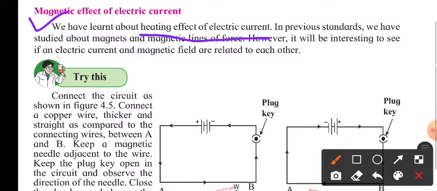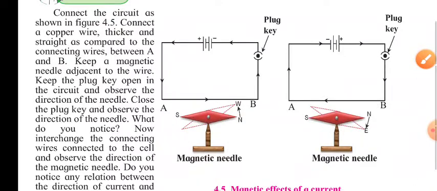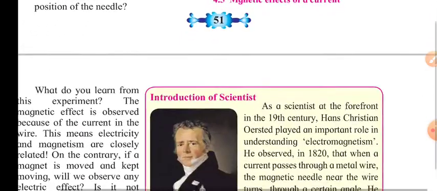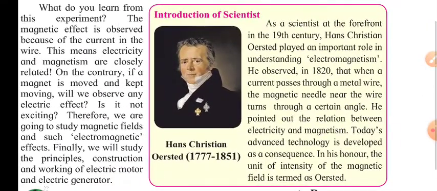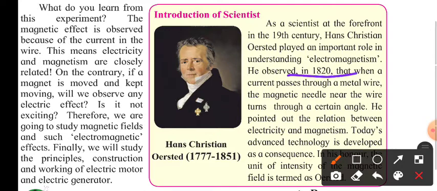Now the next part is an experiment performed by Oersted, who had done work in this particular field. In the year 1820, he gave the concept of electromagnetism. While performing in a laboratory, he found that when there is a flow of electric current in electrical wires or conductors, it produces a magnetic field around it. And the direction of the electric current decides the direction of the magnetic field.